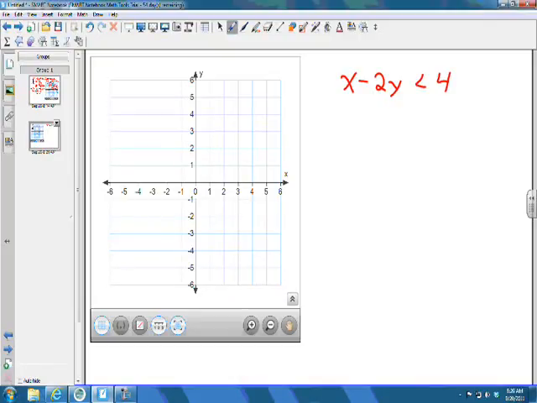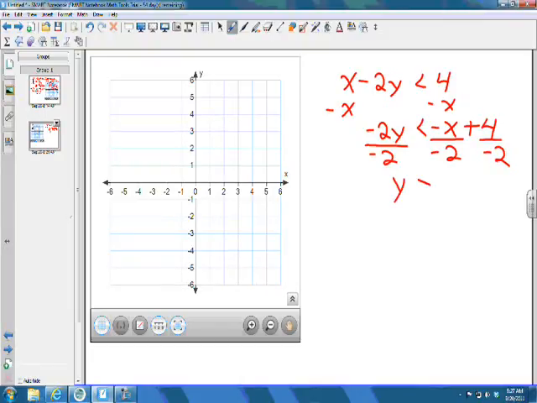x minus 2y is less than 4. The first step we said was what? On all the problems. Solve for y. So how do we do that in this problem? What would we do first? Subtract x from both sides. So we have negative 2y is less than negative x plus 4. Divide everything by negative 2. Very good. Switch the sign. So now y is greater than 1/2 x minus 2.